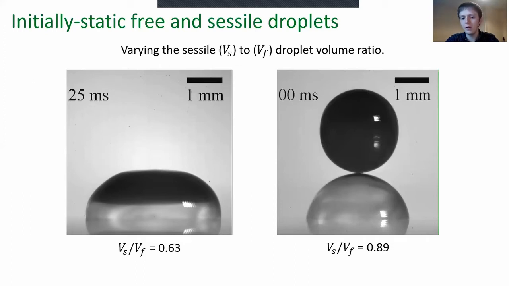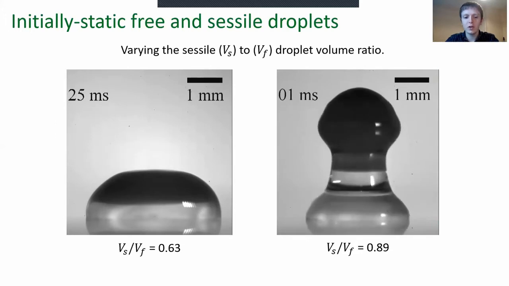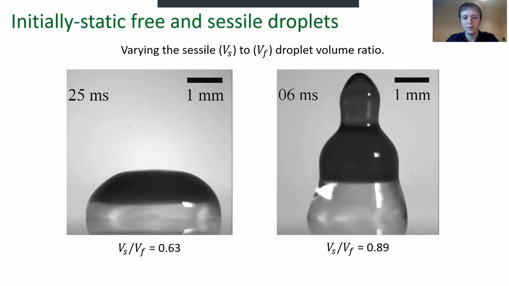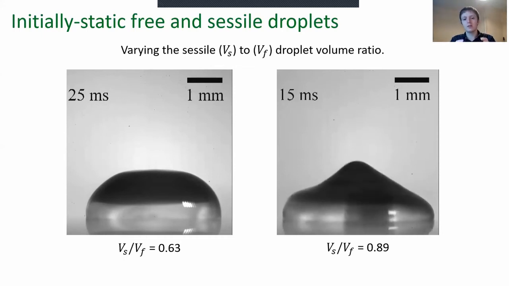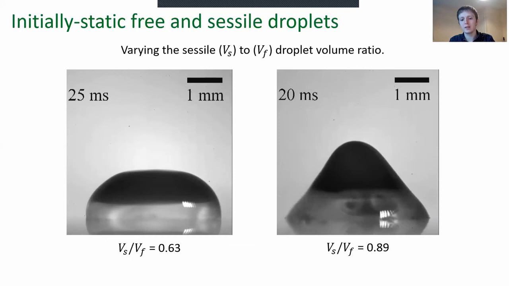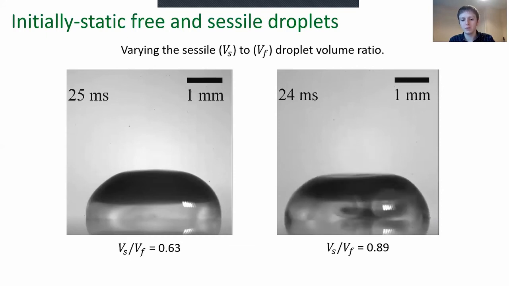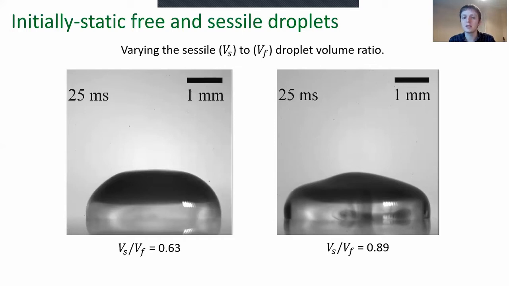In the right-hand video that I'll play now, the only change is that the sessile droplet volume has been increased. Note that the sessile droplet volume is still smaller than the free droplet volume in this case, but the presence of the substrate causes the former's effective radius to be greater. Qualitatively, the external dynamics look pretty similar between the two videos, but if you look carefully, you can see that only in the latter does an internal jet form.